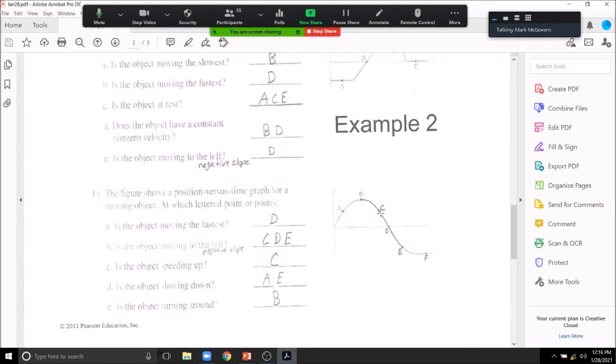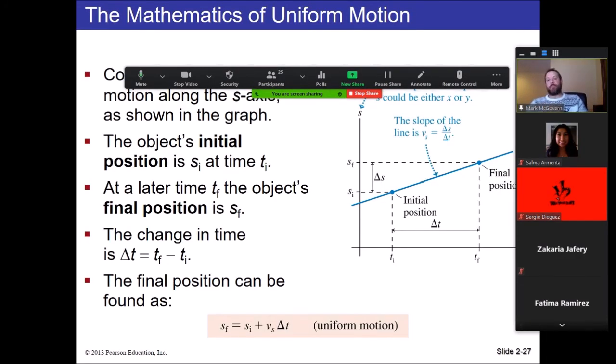Is the object speeding up? Yes. At C, the object speeds up. In fact, between B and D, we can say the object speeds up. Between the origin and B, where A is, we are slowing down. And then from D down to where we come to a stop around F, we are also slowing down. The object turns around at B. We change direction at B. Local maximum right here.